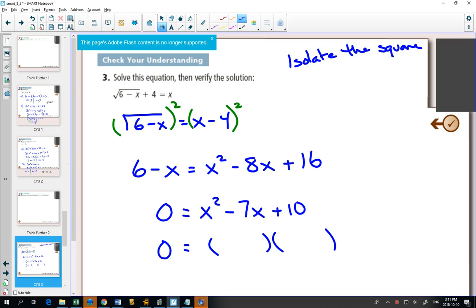Can I factor this? X and x, two numbers that multiply to give me 10. That makes 7 outside and inside, 5 and 2. To make minus 7, they both have to be negative. Does negative 5 times negative 2 equal positive 10? Yes. And so what will work? x equals 5 and x equals 2. But because it was a square root radical equation to begin with, we have to verify.